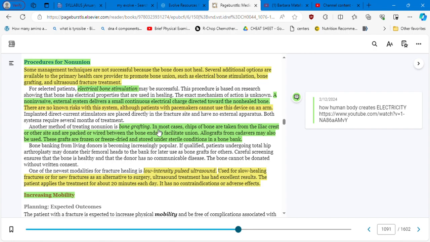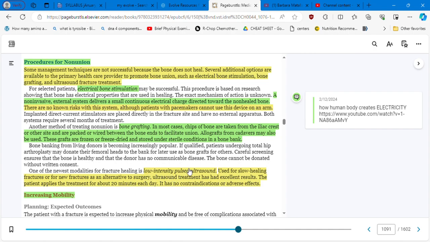Bone grafting, in most cases, chips of bone are taken from the iliac crest or another site and are packed or wired between the bone ends to facilitate union. Allografts from cadavers may also be used. These grafts are frozen or freeze-dried and stored under sterile conditions in a bone bank.